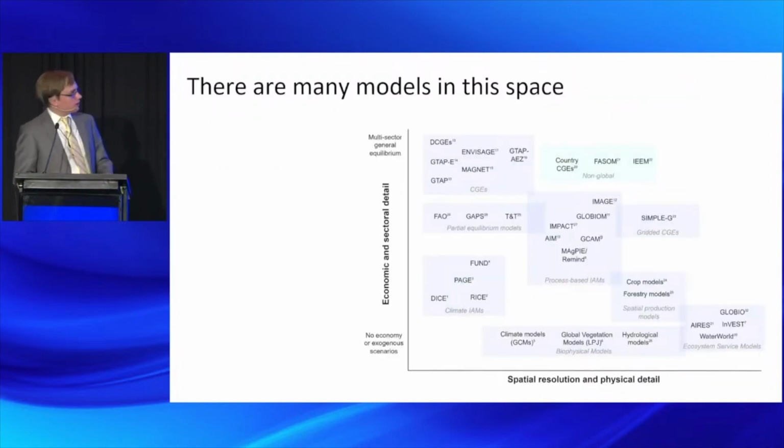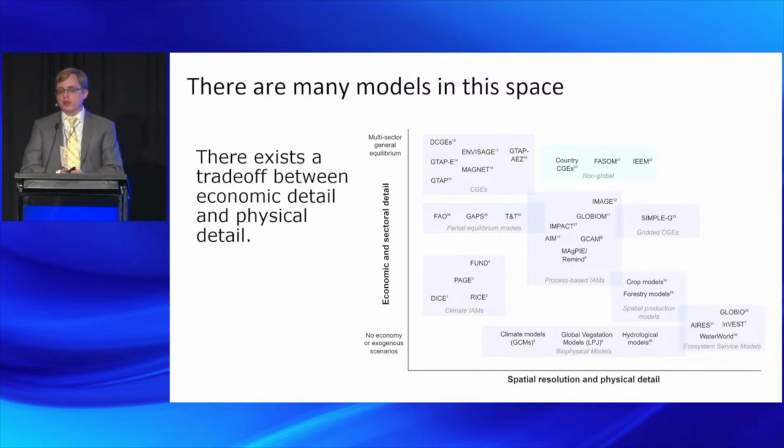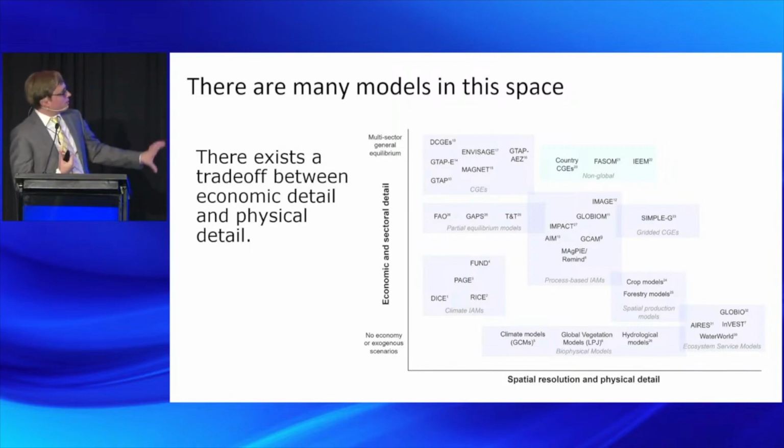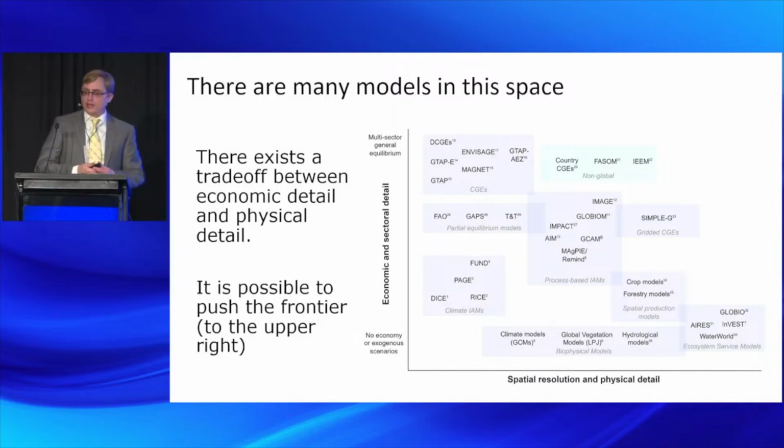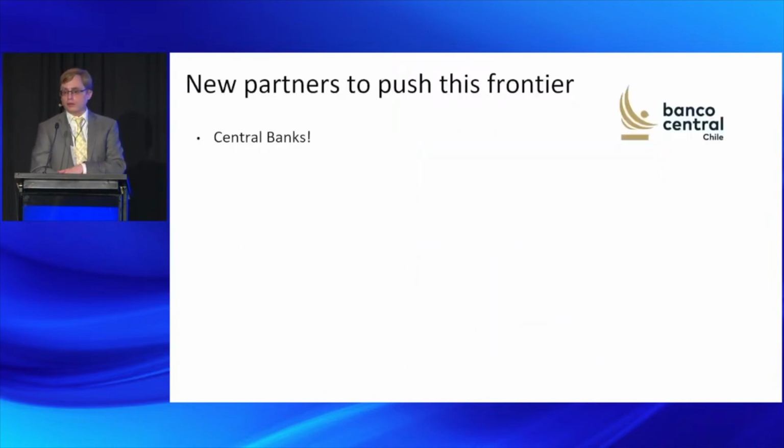There's a ton of models out here. The colors are washed out on the screen. But you can see basically this is a trade-off between building models with more economic complexity on the vertical axis versus spatial resolution or biophysical detail on the horizontal axis. And there's all sorts of different entrants into this space. And so we've reviewed quite a few of those. But I would contend it's possible to push the frontier to the upper right and leverage increases in open source software and computing power to create models that have increases in both.